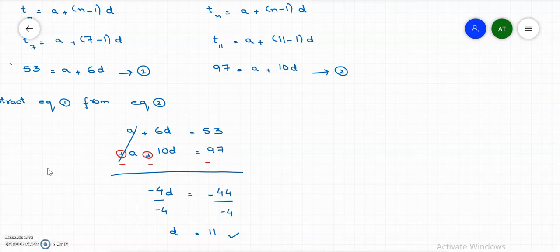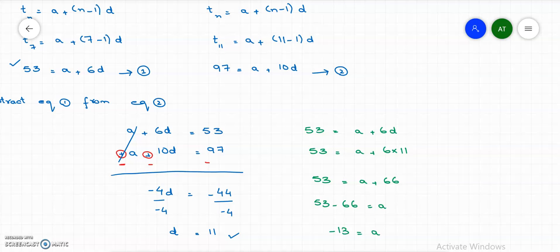I'm going to substitute in my first equation to get the a value. So we have 53 equals a plus 6 times d. So 53 equals a plus 6 times 11. 53 equals a plus 66, since 6 times 11 is 66. To get the a, we shift the 66 to the other side by taking its negative. So 53 minus 66 equals a, which is negative 13. So that is my a value. So we have got the a and we have got the d, right?